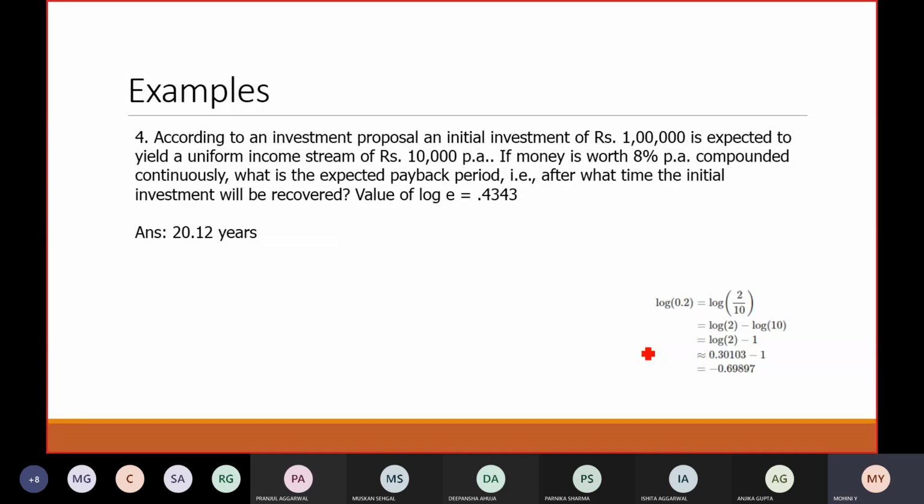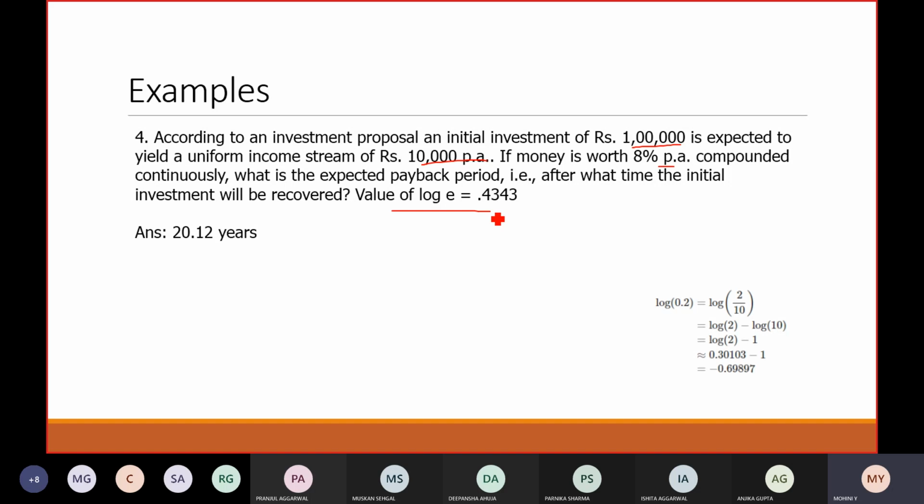So this is the fourth question. According to an investment proposal, an initial investment of rupees 1 lakh is expected to yield a uniform income stream of rupees 10,000 per annum. If money is worth 8% per annum compounded continuously, what is the expected payback period? That is, after what time the initial investment will be recovered? And the value of log e is given.